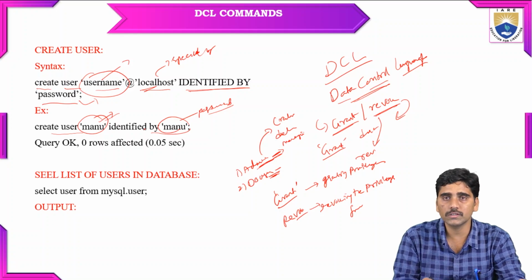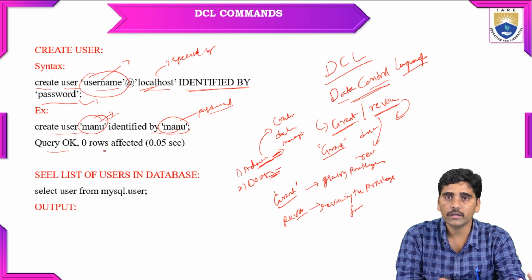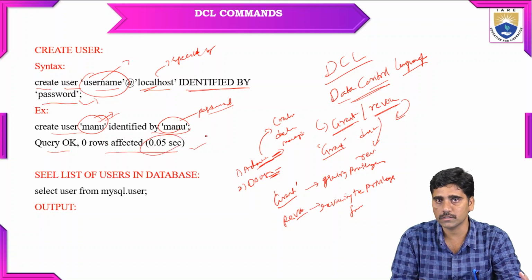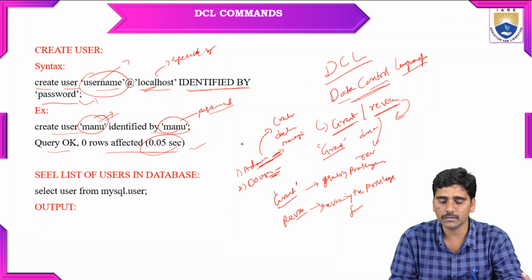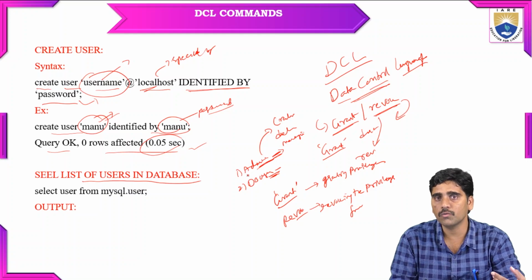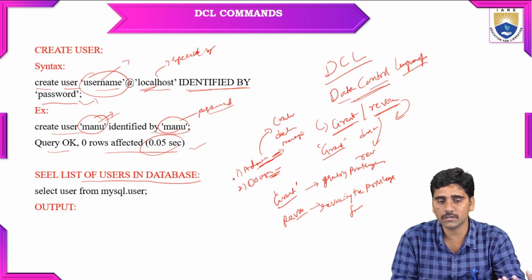After using this syntax to create the user, the result is Query OK, 0 rows affected, meaning it executed in 0.05 seconds. After creating the user, from the administrator's point of view, you can see the list of users in the database: how many users are created and how many are active. So how can you see that?